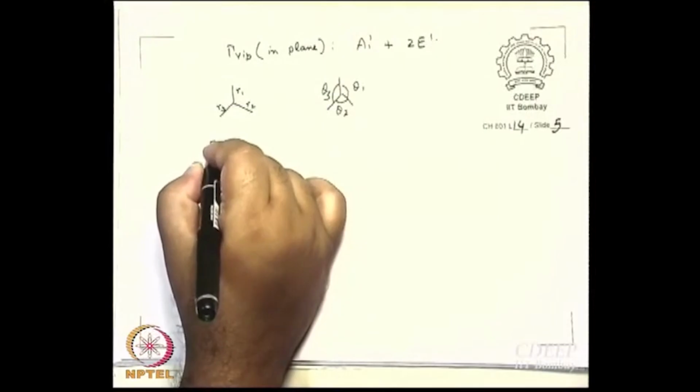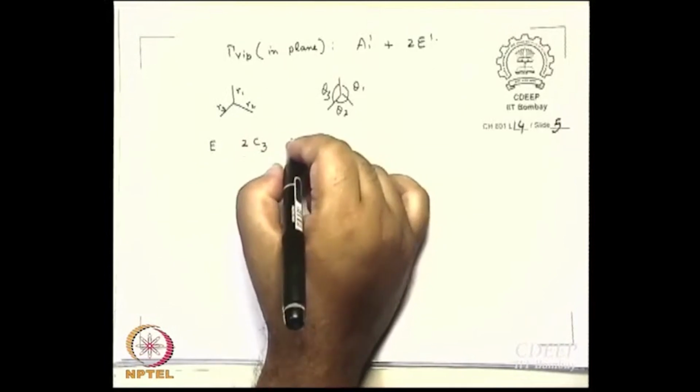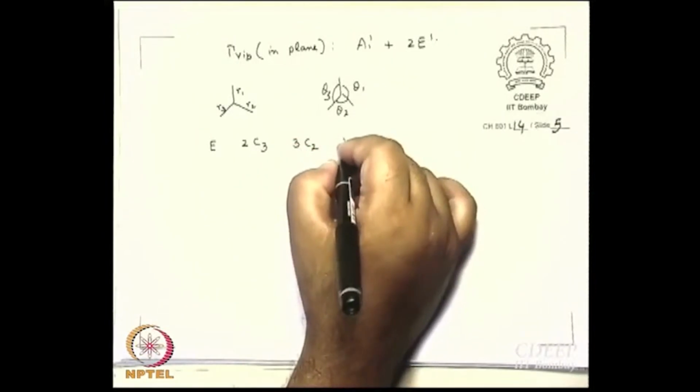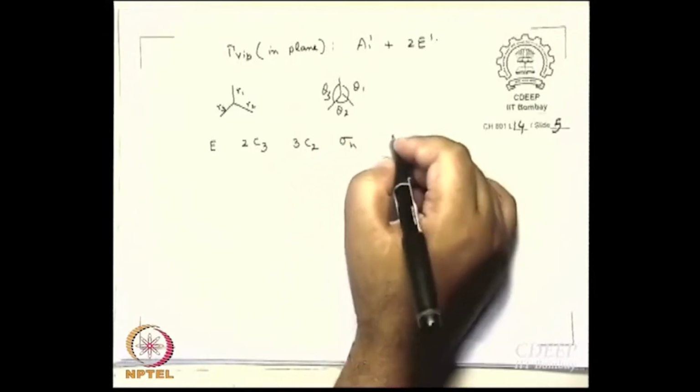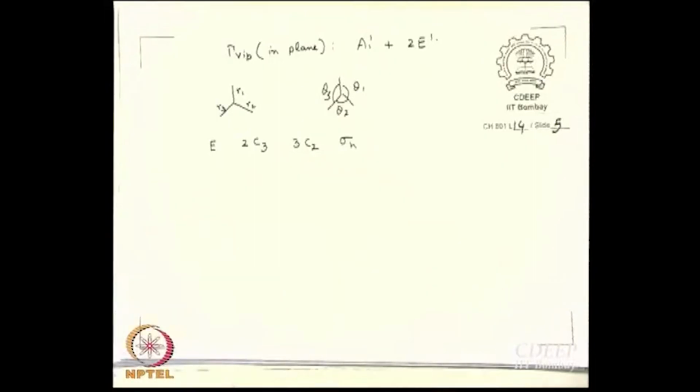Now, once again let me write down this E, 2C3, then 3C2, how many sigma h? 1. Can I have more than one sigma h in some molecule? Platonic solids, yes. What about an octahedron? Principal axis sigma h, but there are 3 principal axes, right. So, there can be more than one sigma h also for Platonic solids only, okay.